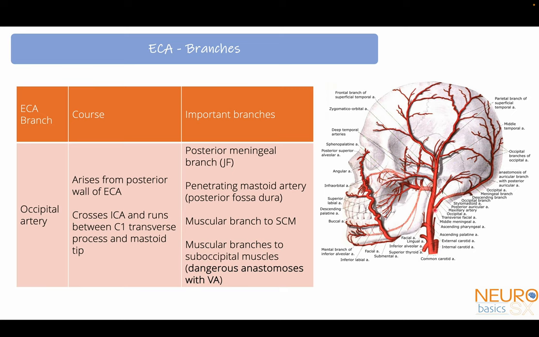The posterior branches are two in number. There's the occipital artery, which arises from the posterior wall of the ECA, crosses the ICA and runs between the C1 transverse process and the tip of the mastoid. There are multiple important branches which can arise from the occipital artery. A very important branch supplies the posterior fossa dura, which enters through the jugular foramen. Apart from that, you also get muscular branches which supply the sternocleidomastoid and the suboccipital muscles. These can also form dangerous anastomoses with the vertebral artery.